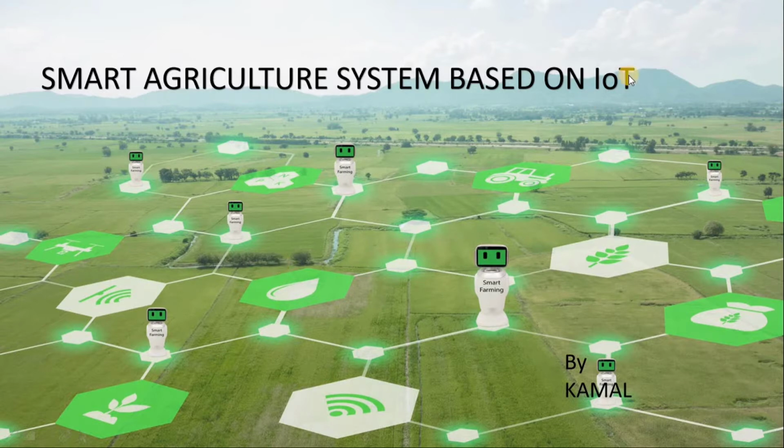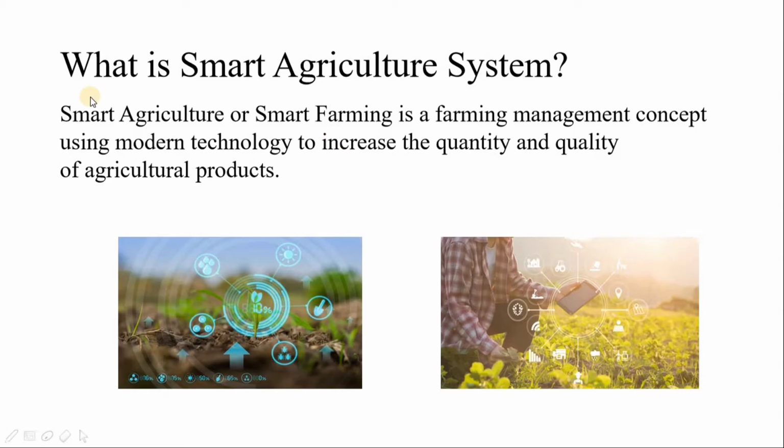This video is about Smart Agriculture System based on IoT. The internship which I have done in Smart Interns. So, what does Smart Agriculture System mean? Smart agriculture or smart farming is a farming management concept using modern technology to increase the quantity and quality of agriculture products.